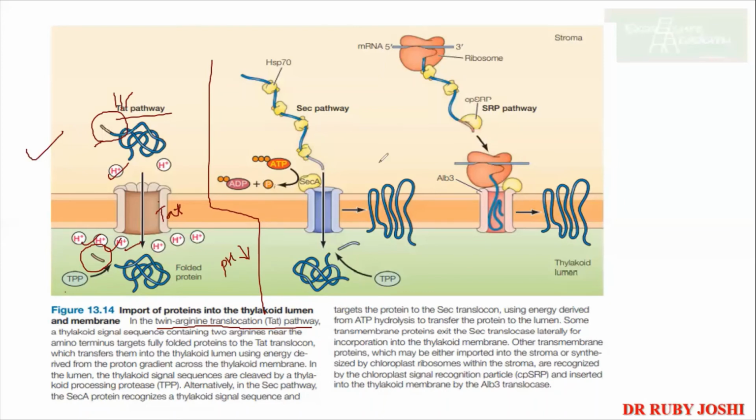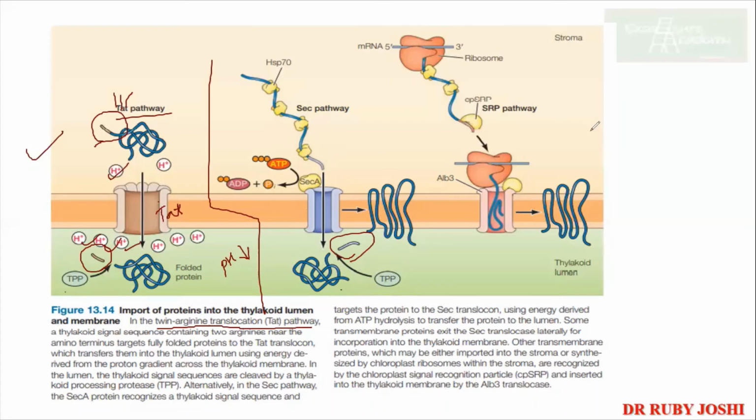Okay, now next one is your SEC pathway. So SEC pathway is the same as what we studied in the ER. So in the case of the SEC pathway, HSP70 brings it over here to the translocator, and ATP hydrolysis happens in order to open the translocator, and then the proteins are getting inserted either into the membrane or into the lumen. Okay, then TPP again removing your signal sequences. Simple. Now coming to the SRP pathway.